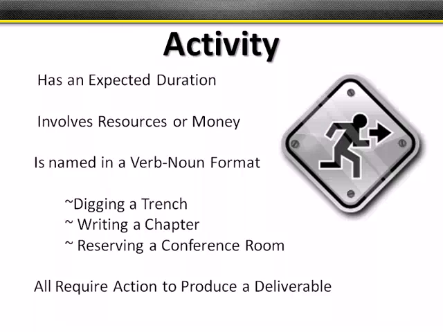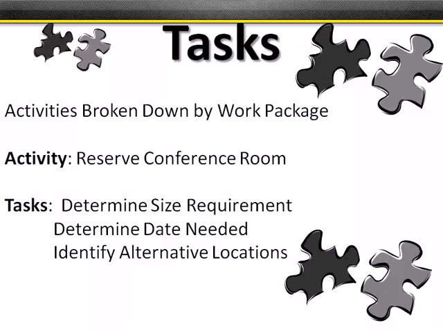Now remember, I said they use the term activity rather than task. An activity has an expected duration. It involves resources or money. They like their verb-noun format: digging a trench, writing a chapter, or reserving a conference room. If I assign the correct resource to reserving a conference room, I should not have to explain how they should have to go about doing that. Okay, all I should have to say is reserve a conference room, it should take you an hour. These are all actions that are required to produce the deliverable or the end result.